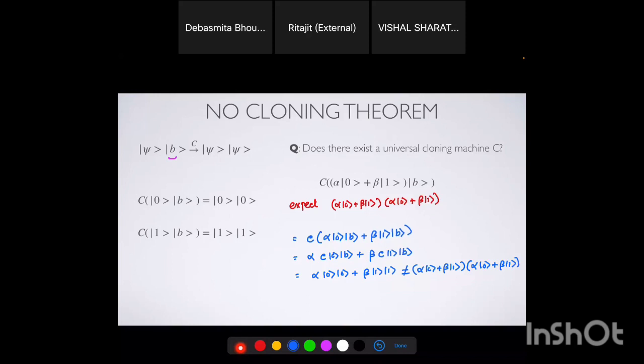So what this means is that there is no universal cloner which you can apply on any state and it will make a clone of that state. It will copy that state. And this has a lot of implications in quantum computing. The first implication you can think of, we won't go into that in this fall fest, is quantum cryptography. If I am sending a quantum state, a hacker cannot just take that quantum state and make a copy of it. That's not allowed. So this is a good thing.